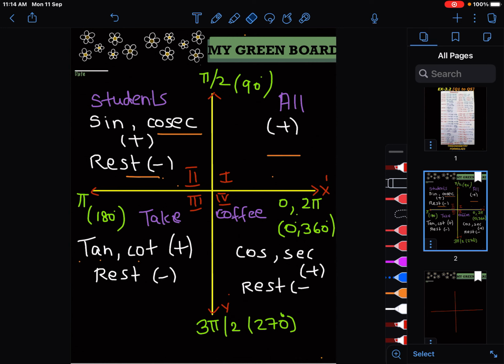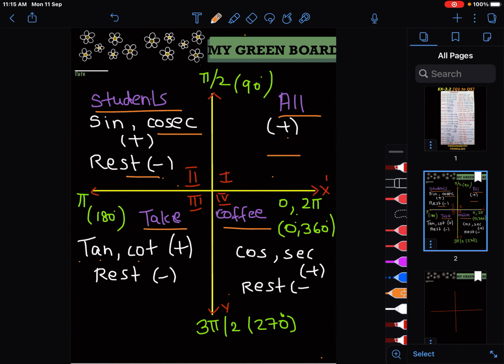Now students, if you want to remember this, just remember: all students take coffee. From this you can take A, which means all positive. From students you can take the S, sine and cosec are positive, that is, the inverse of sine is cosec, and rest all will be negative. Next from take you take T, that's tan and cot would be positive, rest all will be negative. And from coffee you can take the C, cos and secant as positive, rest will be negative.